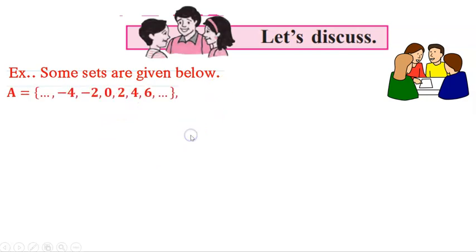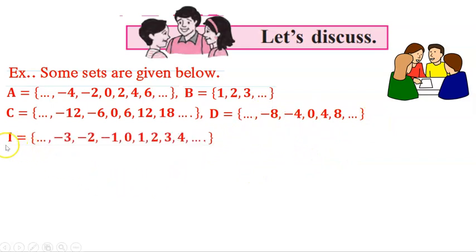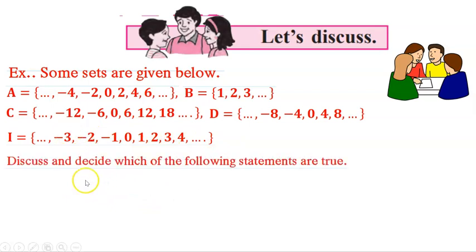Some sets are given below. A is equal to {0, 2, 4, 6 up to infinity, -2, -4 up to minus infinity}. B is equal to {1, 2, 3}. C is equal to {0, 6, 12, 18 up to infinity, -6, -12 up to minus infinity}. Okay, and D is equal to {0, 4, 8 up to infinity, -4, -8 up to minus infinity}. I is equal to {0, 1, 2, 3, 4 up to infinity, -1, -2, -3 up to minus infinity}. Discuss and decide which of the following statements are true.